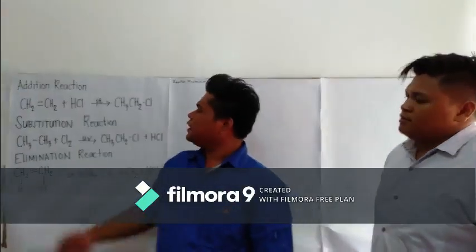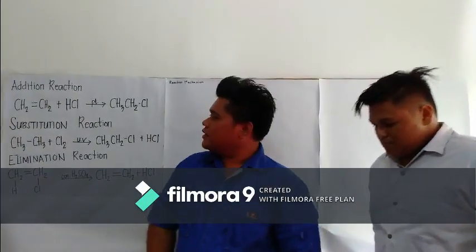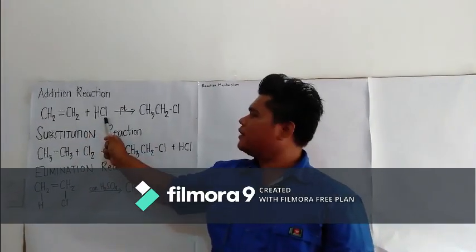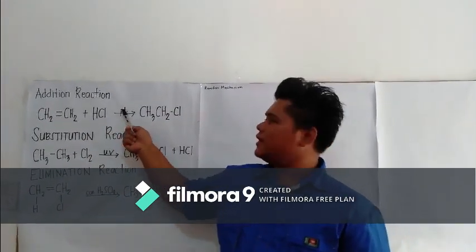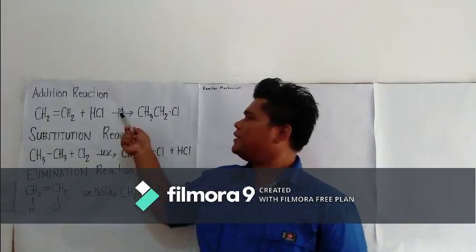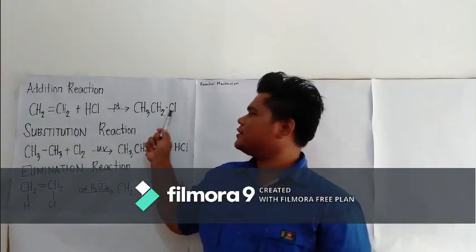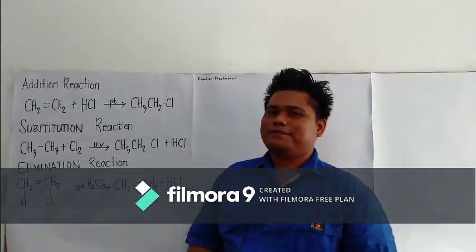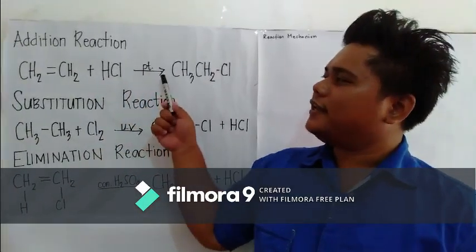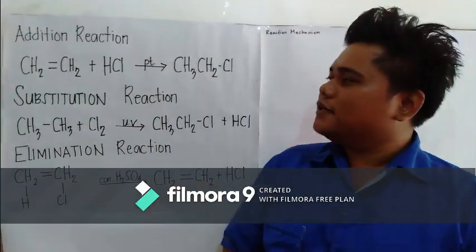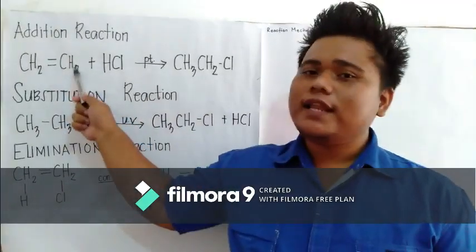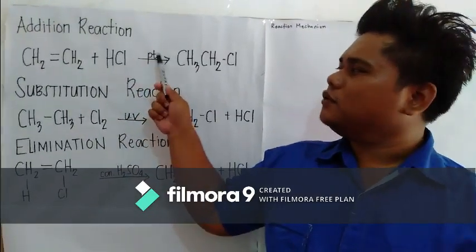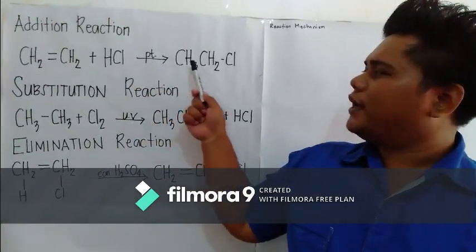So, we have here an addition reaction example. We have ethylene added to hydrogen chloride, with platinum as the catalyst, and then we have the predicted product. We call it ethyl chloride. Alkene and alkyne react by addition reaction. And we have a product, ethyl chloride.